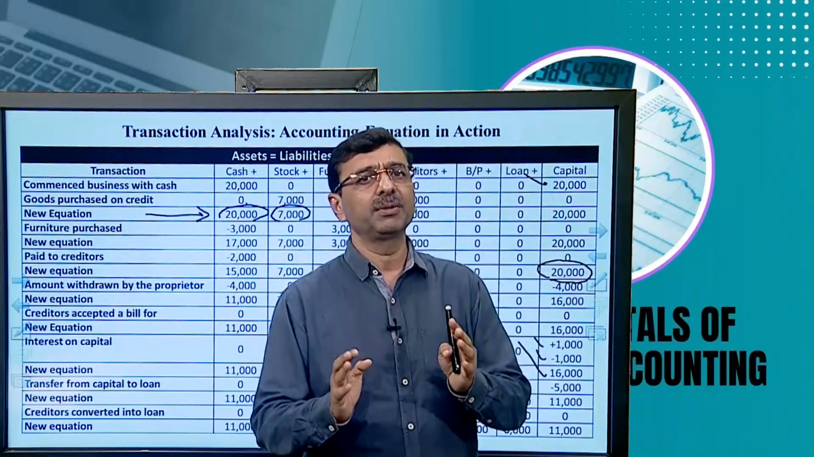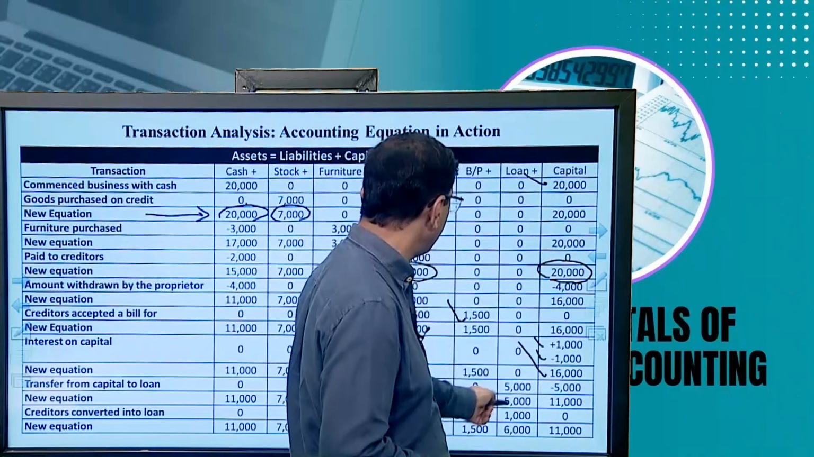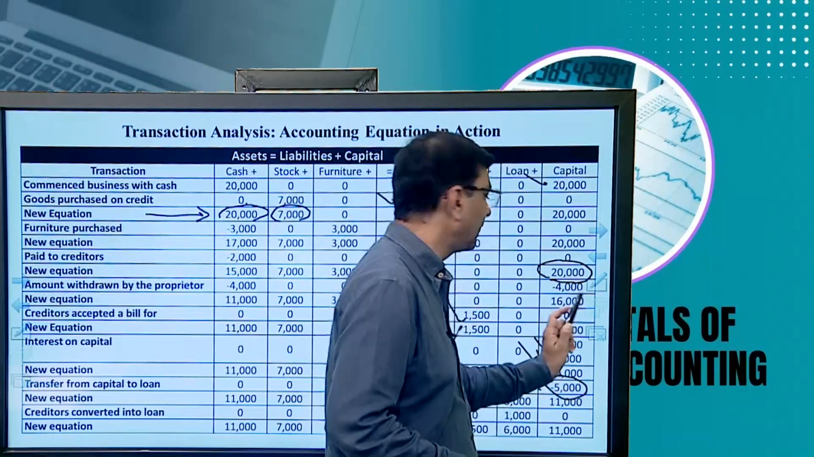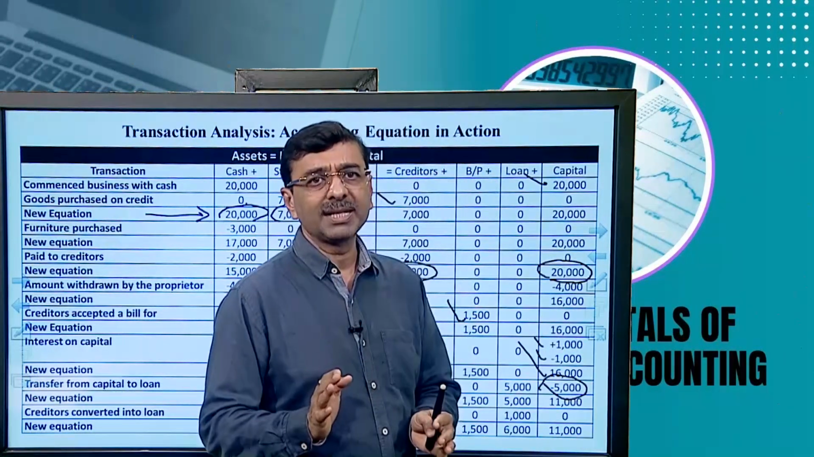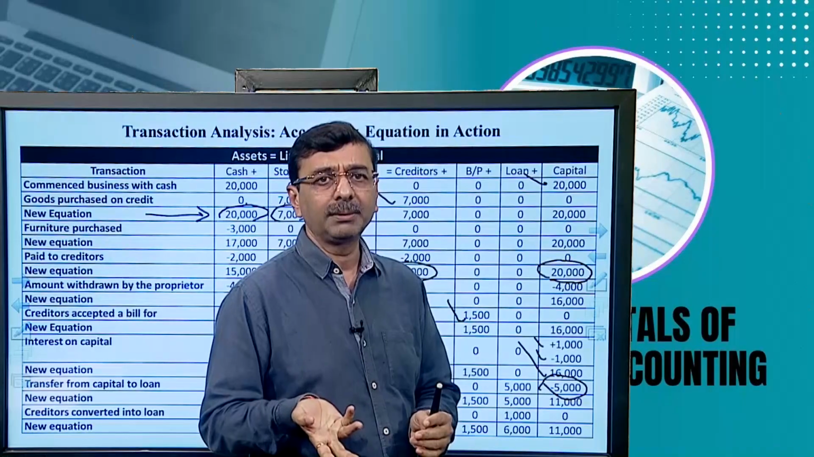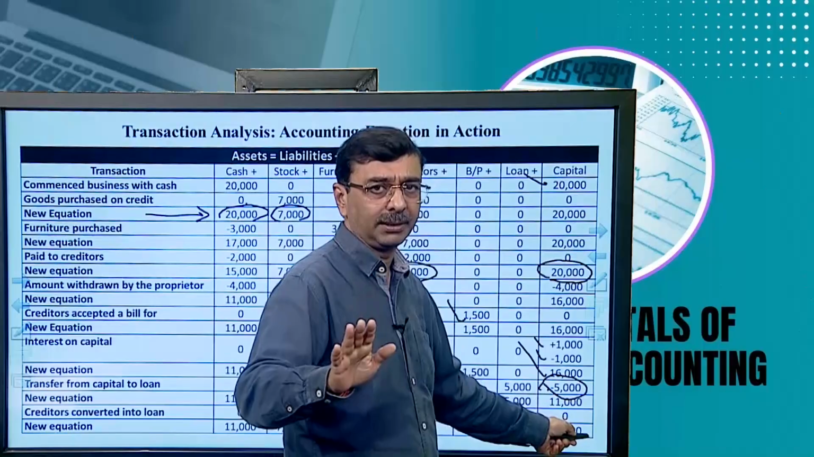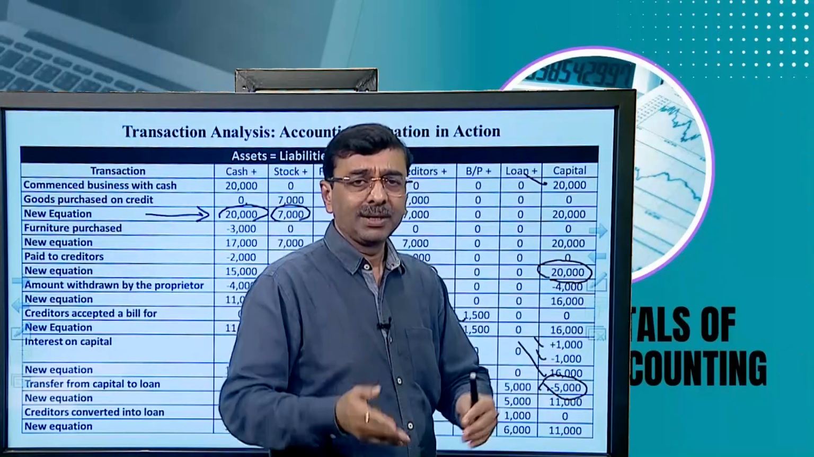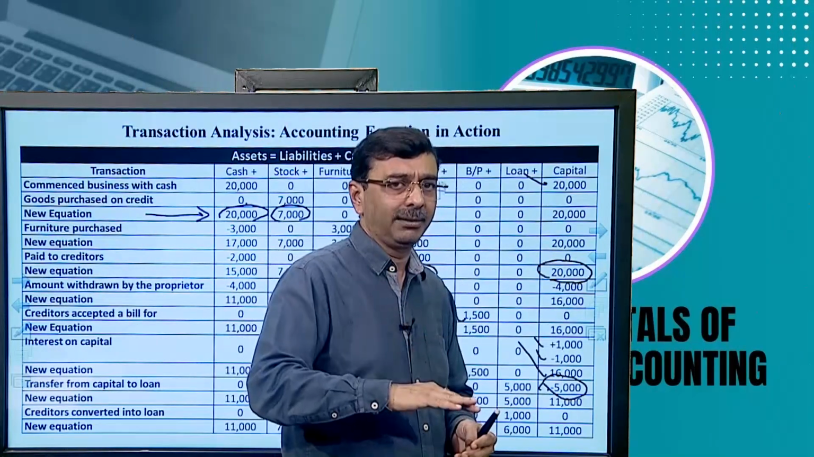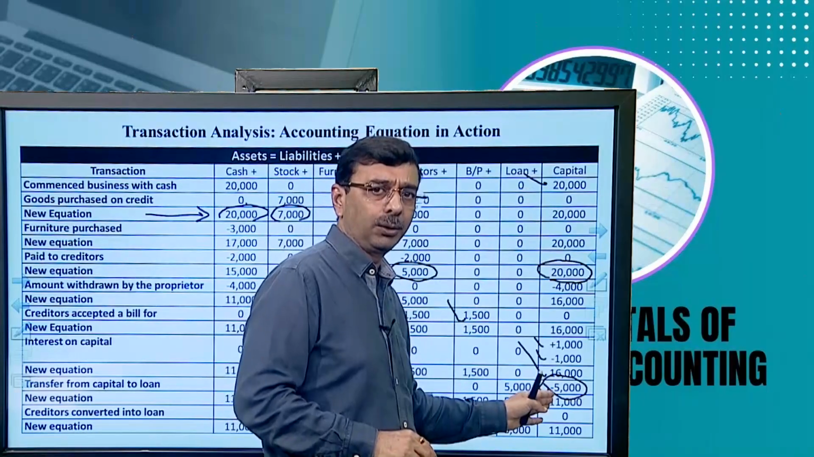Some amount they transfer from capital to loan. So how much do they transfer from capital to loan? It's 5,000. So 5,000 rupees is actually converted from capital to loan. It's converted from capital into loan, minus from the capital. So reducing your capital, and you converted your capital into a debt. So a new account will be created, loan.